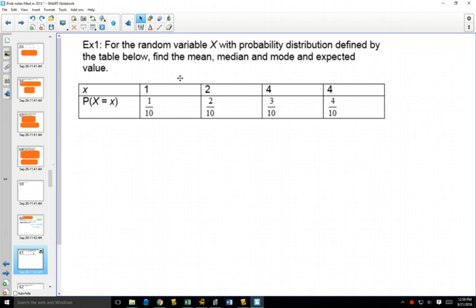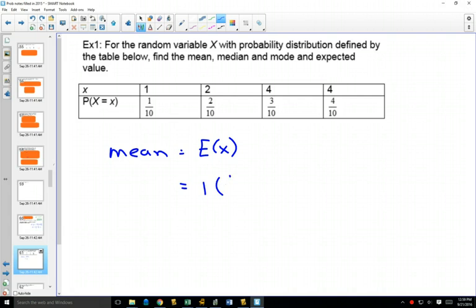So with this, how do we use a probability distribution chart to find these things? Well, the mean is your expected value. So we can use our formula to figure that out. The formula says add up each one multiplied by its probability.